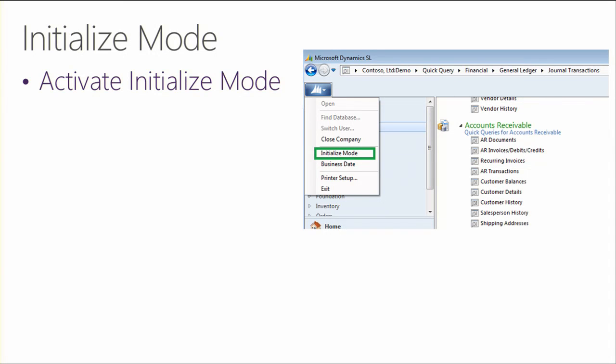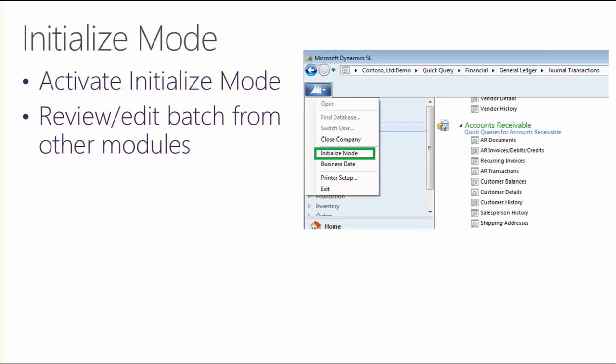So initialize mode we go into through the blue and white peaks, and then we can review and edit batches from other modules. I'm hesitant to share this because with great power comes great responsibility. Is that the phrase? So if you are in initialize mode, this is a toggle button, so I turn it on and off. Once you're finished using it, I recommend turning it off. But then you can open the journal transaction screen, and I can choose batches from anywhere.